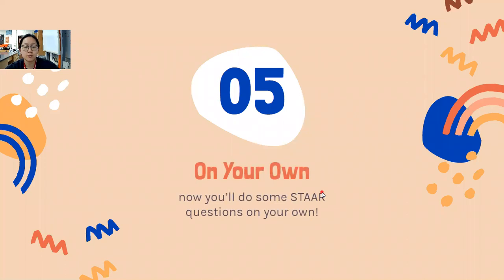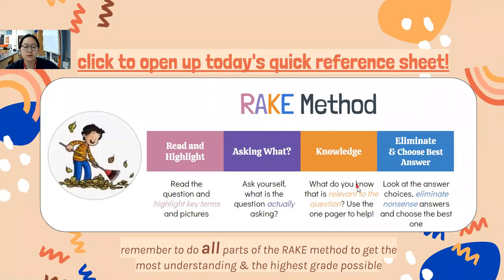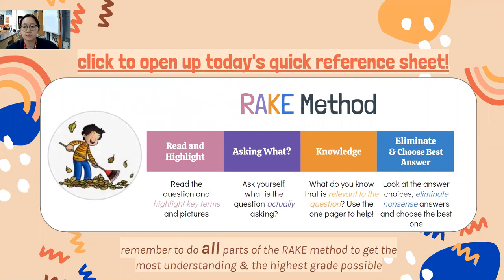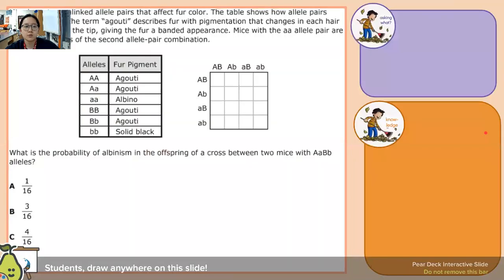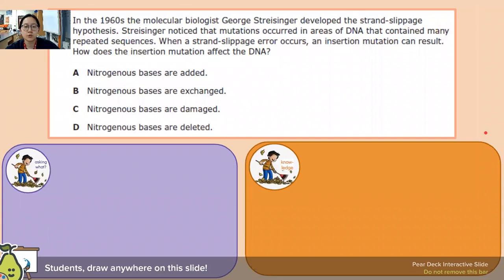So now you're going to work on your own. You have some questions to go through using the rake method. Remember to do all the different parts of it. You got this one, this one, this one, and this one to work through. As you finish your pair deck, make sure again you filled out all of the rake method stuff for your completion points. And then you're going to go ahead and do your exit ticket.